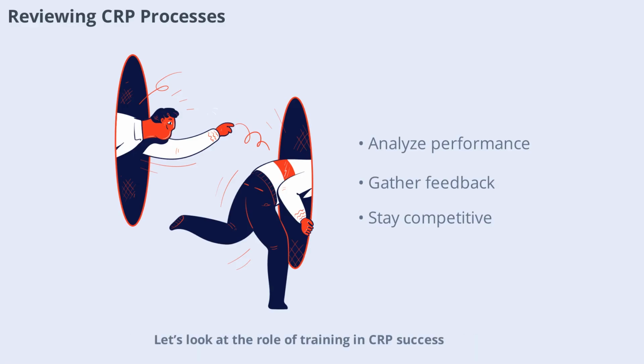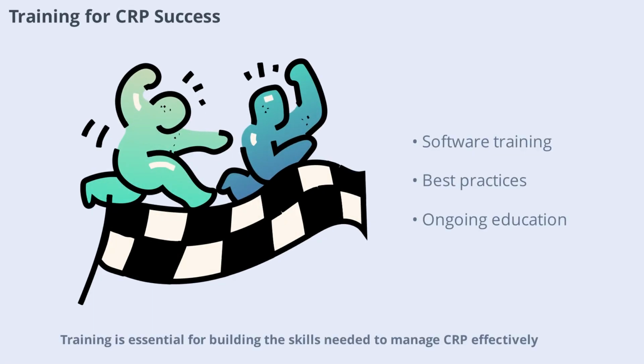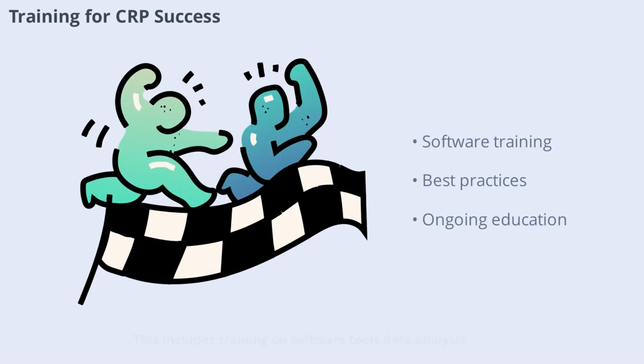Let's look at the role of training in CRP success. Training is essential for building the skills needed to manage CRP effectively. This includes training on software tools, data analysis, and best practices in capacity planning. Ongoing education ensures that staff stay up to date with the latest techniques and technologies. Investing in training leads to better decision-making and more successful CRP outcomes.